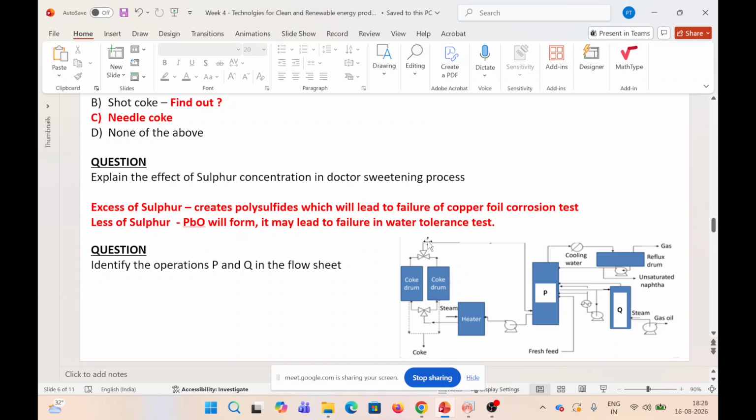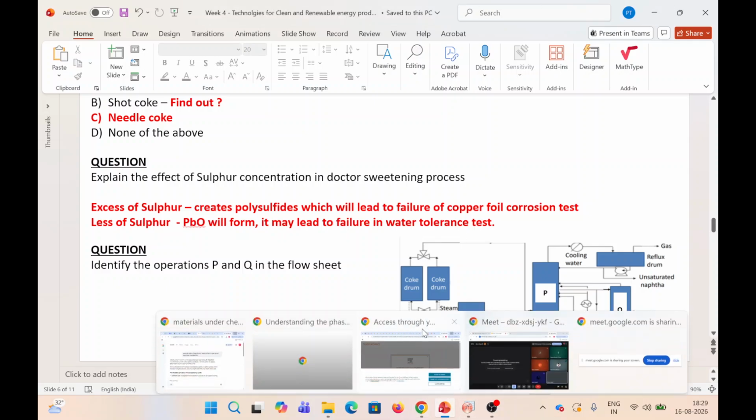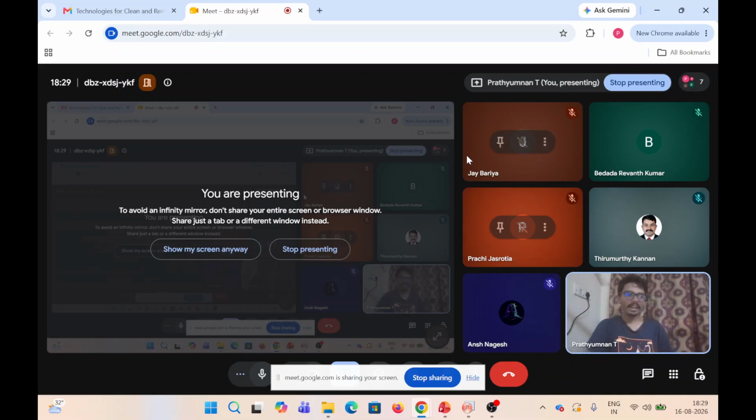No idea, no clues. Any idea what P and Q represent? Anyone?